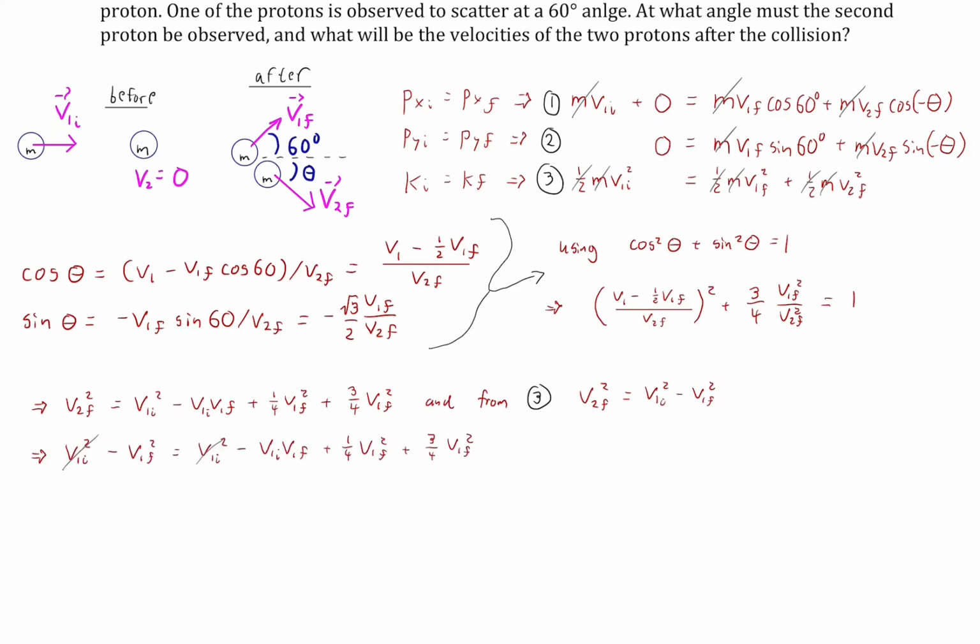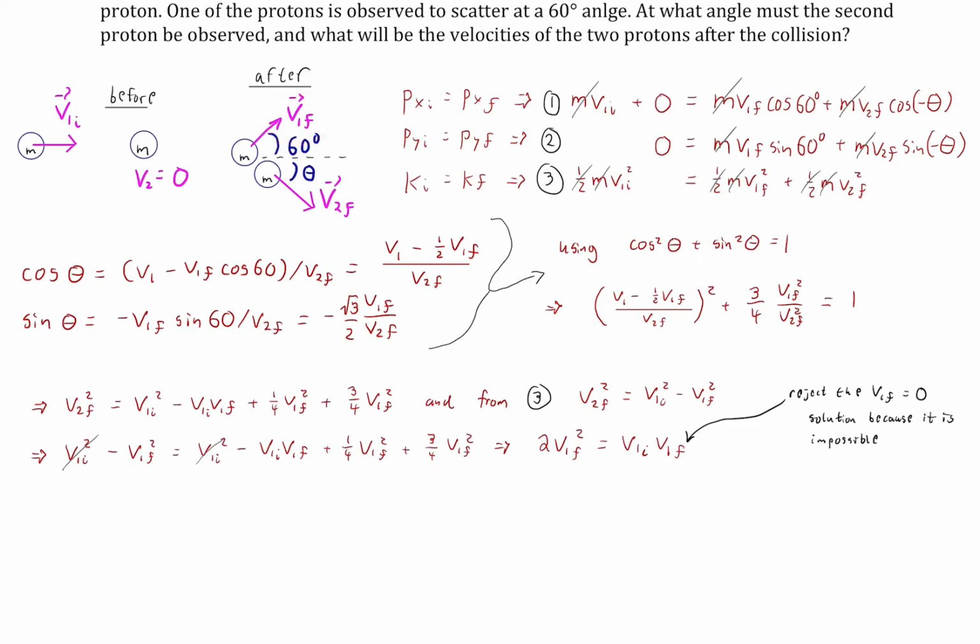Okay, so I'll do that. All I've done here is just replace V2 final squared with the difference of the squares for proton 1, both initial and final. And then cancel out this term because it's the same term on both sides. And then finally go in and clean it up even more. And then I do take note that there's a solution we're going to reject. We're going to reject that V1 final equals 0 because it is impossible. V1 final is clearly in motion.